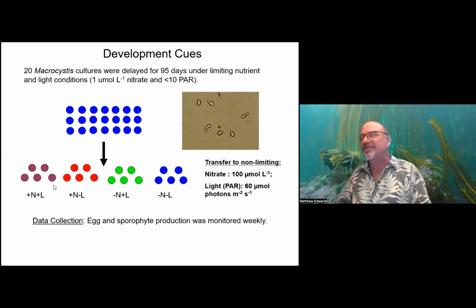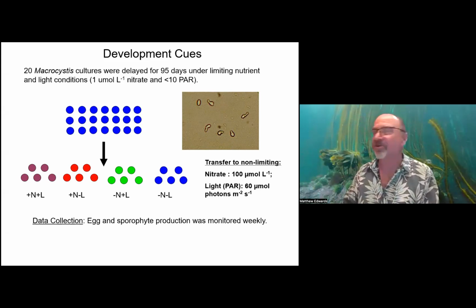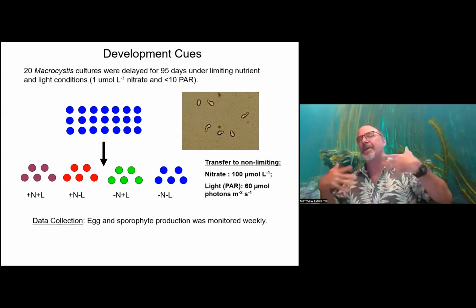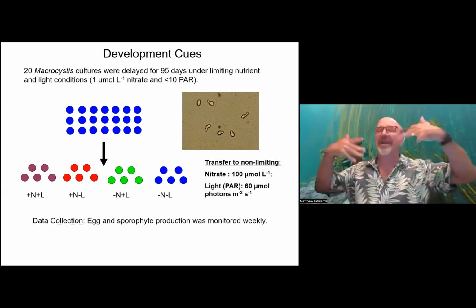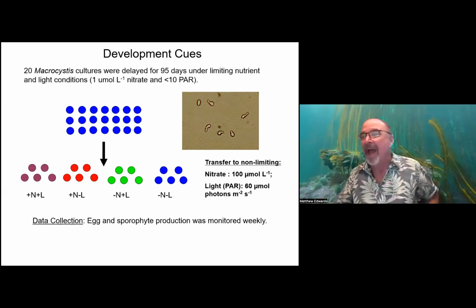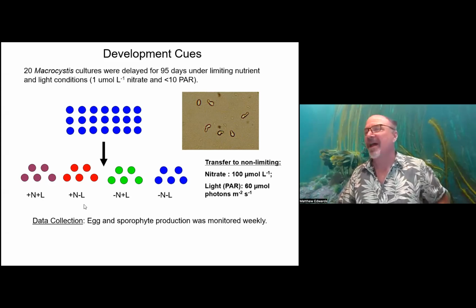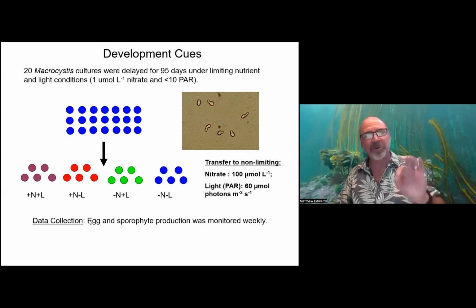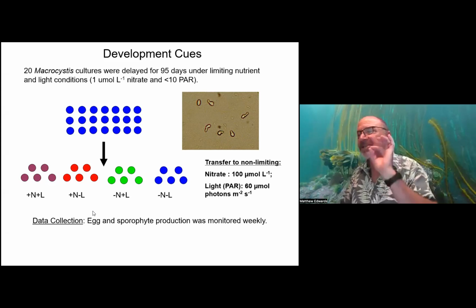And then we transferred them to 100 micromoles of nitrate and 60 micromoles of light. So we simulated a canopy disturbance and we simulated upwelling. But we did these things in combination. So we transferred them, plus N means plus nitrate, plus L means increased light. And then we measured egg production in the female gametophytes and sporophyte production. And we measured these weekly.